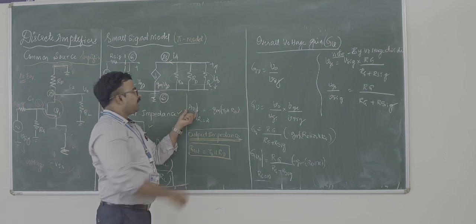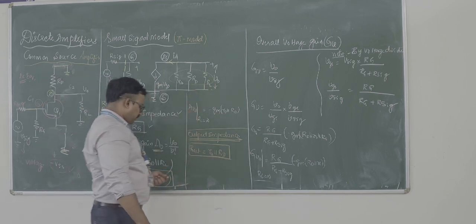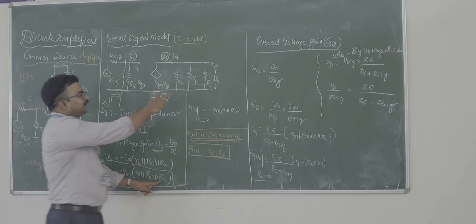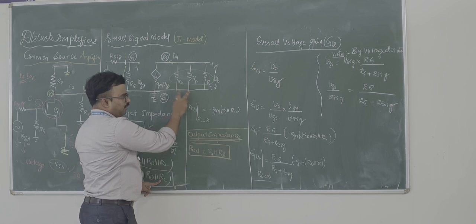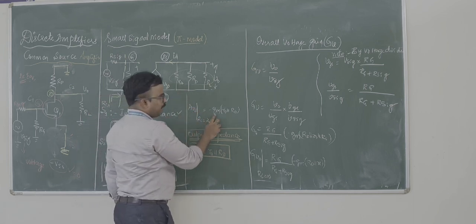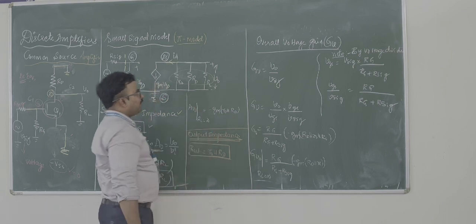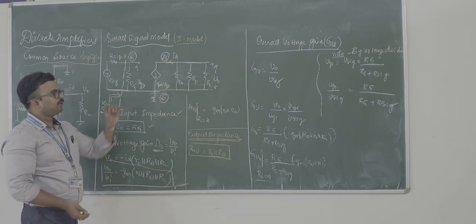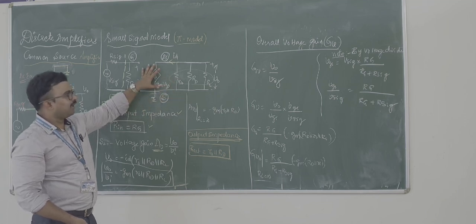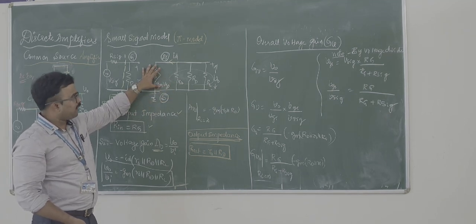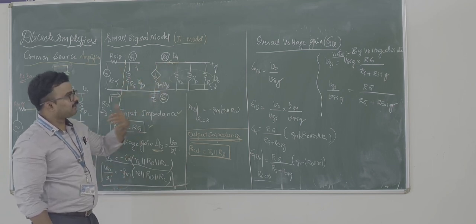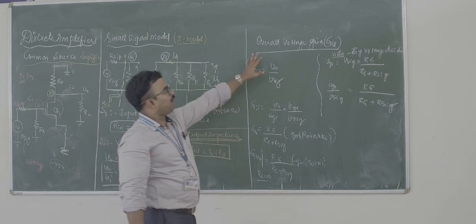Now Av0 indicates RL to be made open circuit. In this equation, if I take out RL, two resistors will be parallel. So the open circuit voltage gain Av0 can be written as minus gm r0 parallel RD. What is this small r0? It is nothing but the finite output impedance of the current source which is considered here.